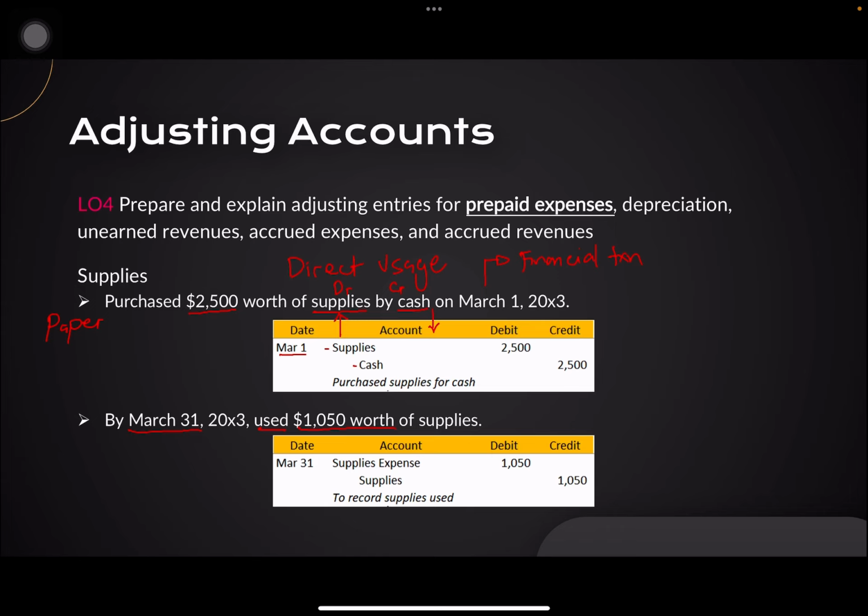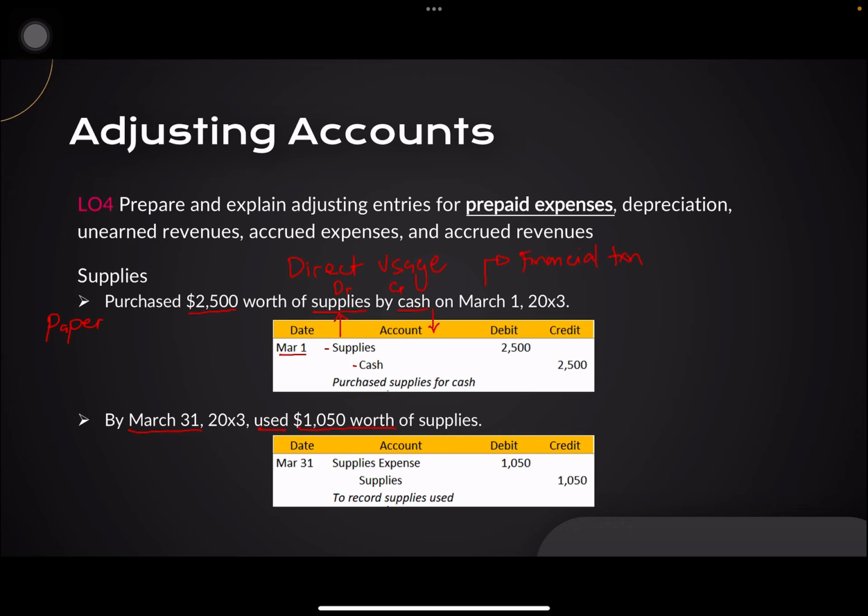So you might be wondering, sir, what should be the correct expense for this one? What is the keyword for us to determine that this is the amount of supplies that we've used or consumed? On bullet point number 2, it already expressly mentioned that we already used up or consumed supplies amounting to $1,050.